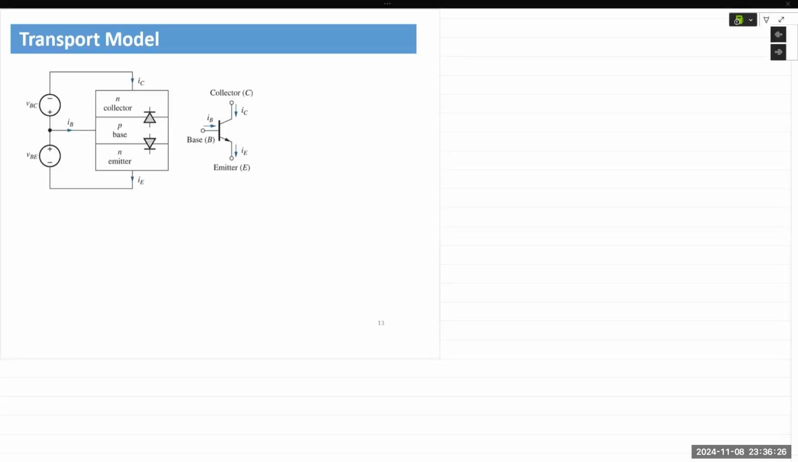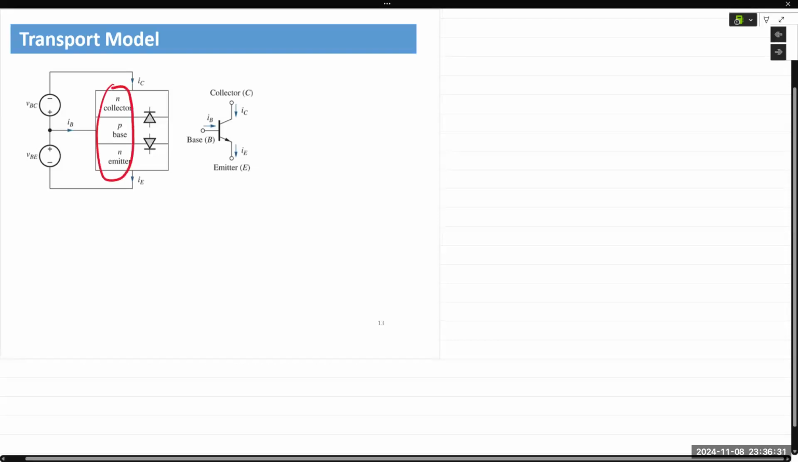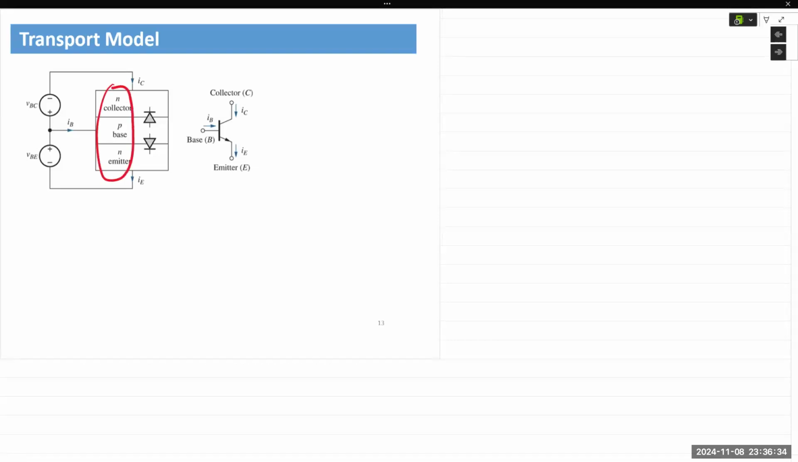Okay, in this transport model, we're looking at an NPN transistor. And of course, this NPN transistor can be referred to as two diodes, right? Connected back to back with a common P region. Now, the narrow width of this base region enables the coupling of these two diodes. And we already saw the emitter injects the electrons into the base, thus causing current flow.